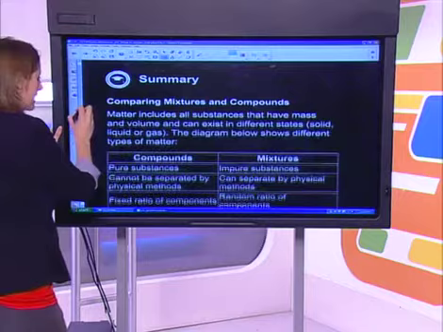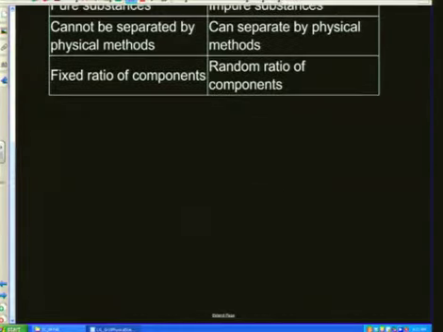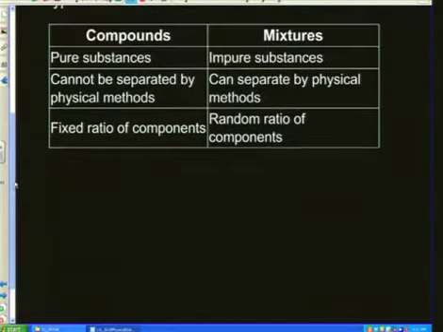If we compare mixtures and compounds, because this is where students often struggle, matter includes all substances that have mass, volume, and can exist in different states. The diagram below shows different types of matter. Well, we've done that diagram already, but I want us to consider this table where we're considering compounds and mixtures.